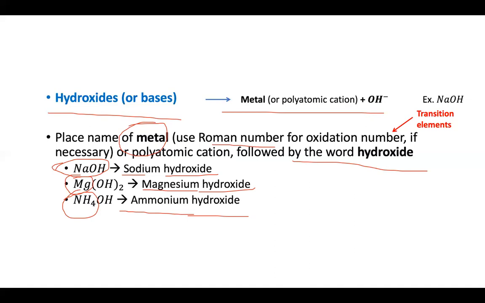The only thing that we have to be careful about is that if we have a transition metal, what we have to include is a Roman numeral indicating the charge, or the oxidation number, that the metal has. So let's make some examples.